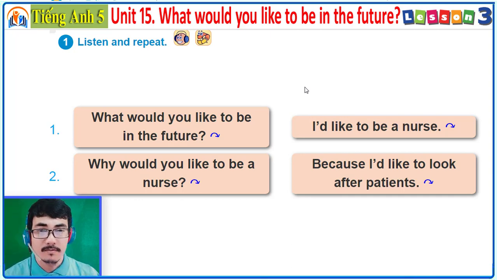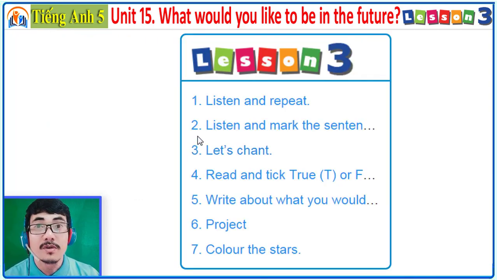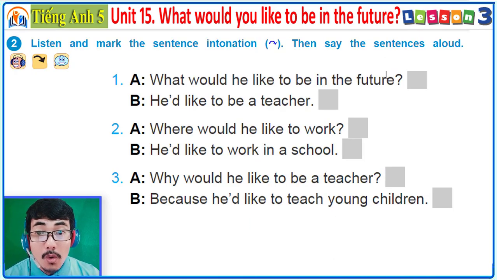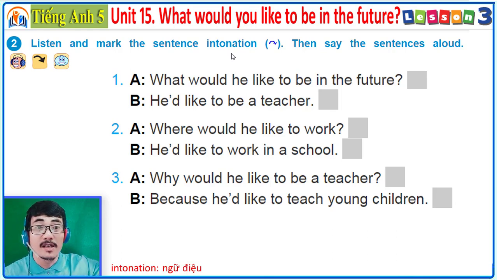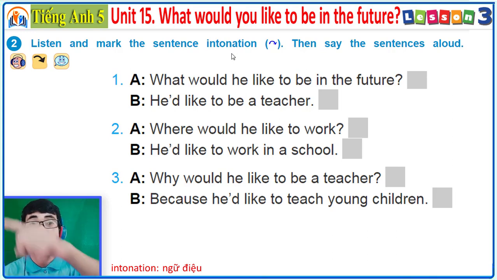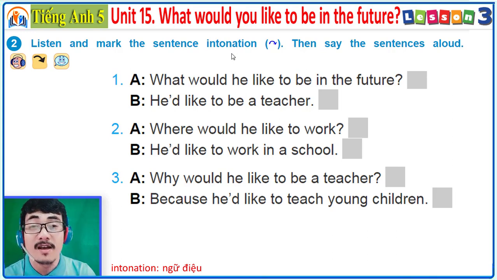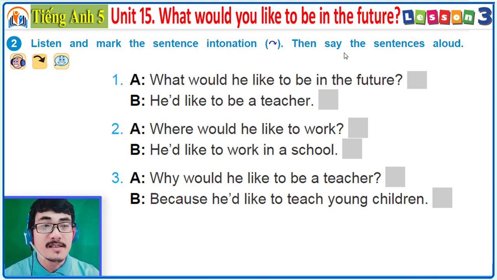Good. Now we move to activity number 2. Listen and mark the sentence intonation. Intonation that goes up and down. When you speak, your intonation goes up and down, up, down, like that. Okay? Then say the sentences aloud. Alright, listen and repeat. Now, you listen first.